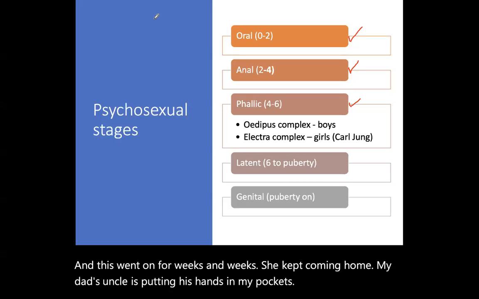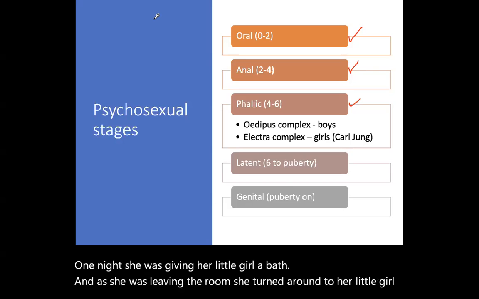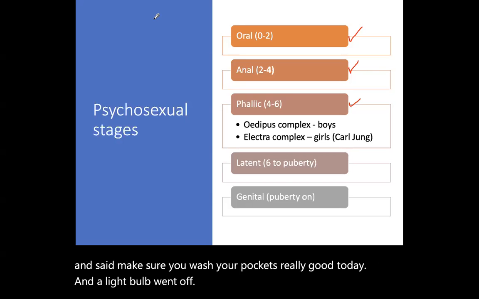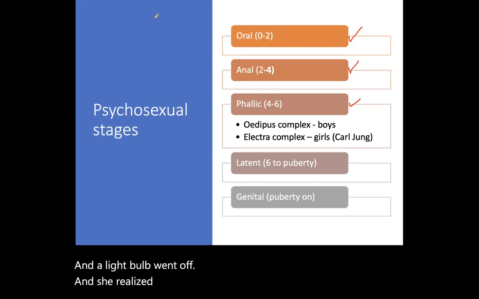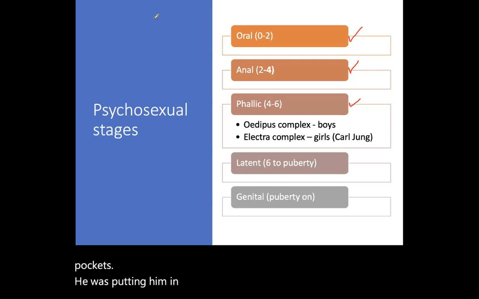Well, one night she was giving her little girl a bath. And as she was leaving the room, she turned around to her little girl and said, "Make sure you wash your pockets really good today." And a light bulb went off. And she realized that her uncle wasn't putting his hands in her coat pockets or her pants pockets. He was putting them in the place that she had named her little girl's private parts.